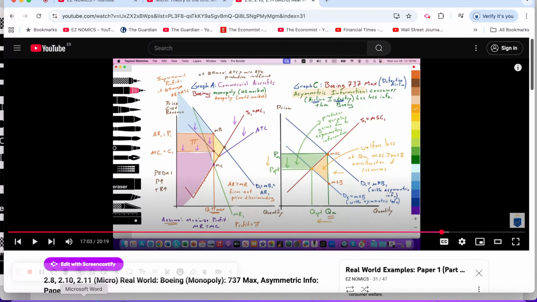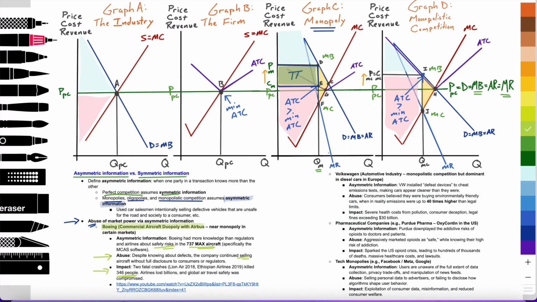Are there other real-world examples that we can use illustrating the same model of asymmetric information? Yes, there are. And when I have time, I'll create dedicated videos to each of these examples. Again, putting monopoly and linking it to an asymmetric model. One example here is Volkswagen, the automotive manufacturer. It's kind of operating as oligopolistic, a degree of monopolistic competition, and they abuse their asymmetric information.